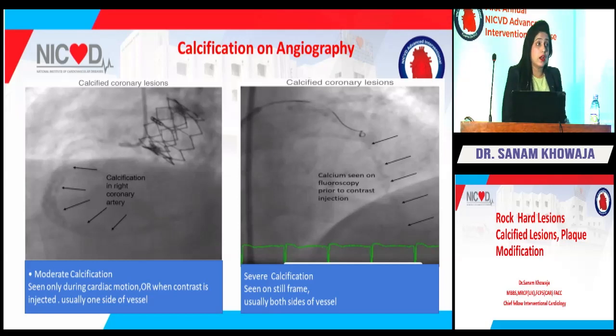Angiographically, coronary calcium can be considered moderate or severe. If we see calcium only during cardiac motion, or only during the injection, then this is moderate calcium. If you see it on a still image and it's on both sides of the coronary vessel, it's known as severe calcification. By the way, this picture shows two different devices: one is the Edwards Sapien valve in a TAVR patient, and an EPD in an SVG graft.